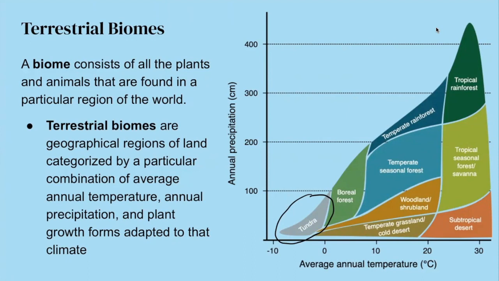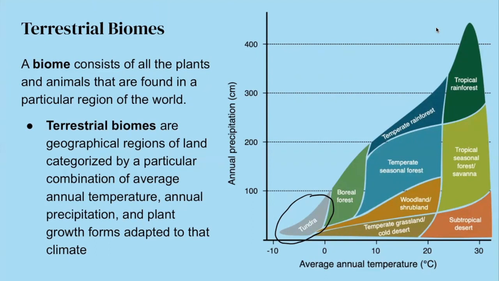So terrestrial biomes are geographical regions of land. They're categorized again by the combination of average annual temperature and precipitation. And then they're really defined by the plant growth forms that are adapted to that climate.